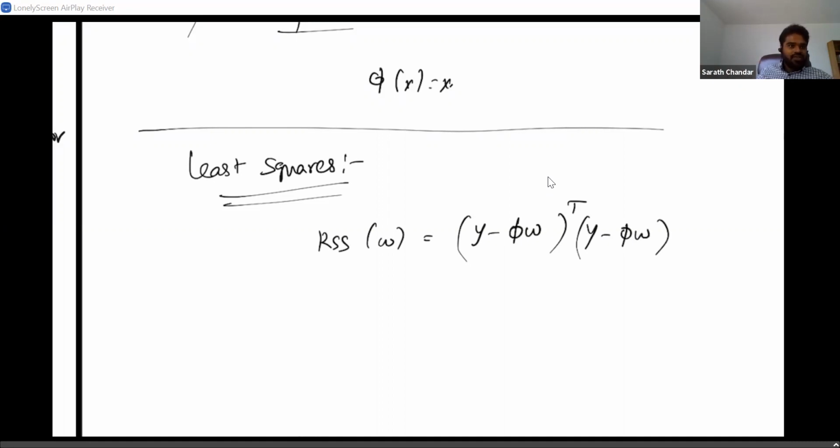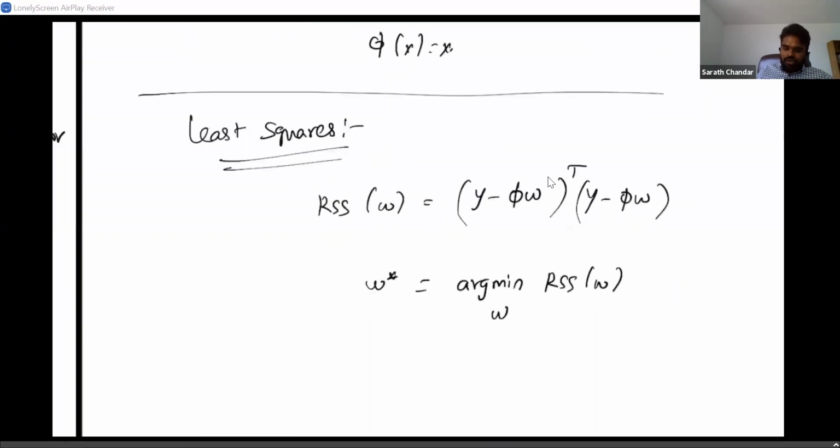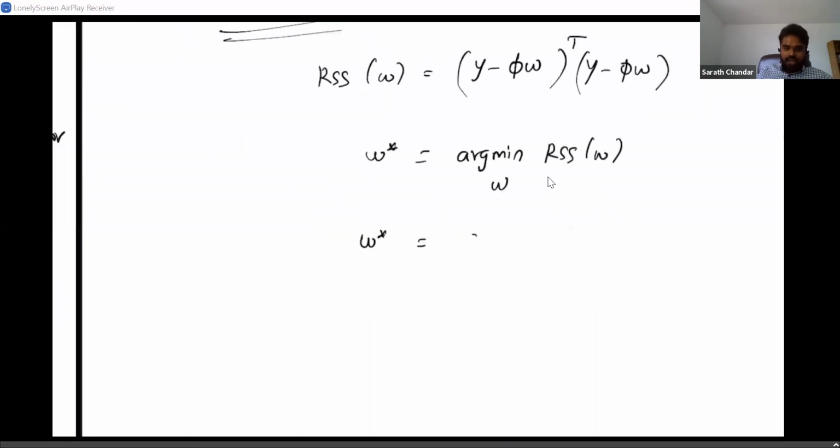So in this case, w star is given by argmin over w of RSS of w. The solution is exactly the same: it's going to be (phi transpose phi) inverse phi transpose y. Remember, when you had x, it was (x transpose x) inverse x transpose y. Now we just have some transformation, so the solution is going to be very similar.